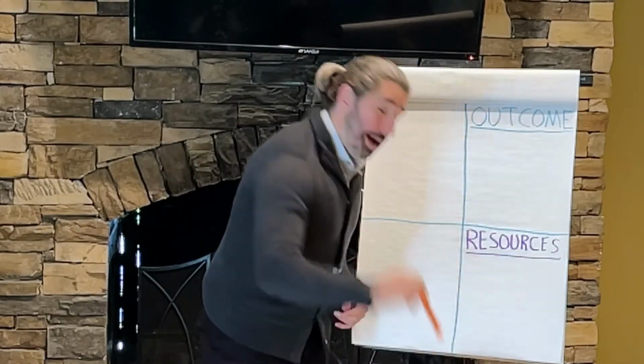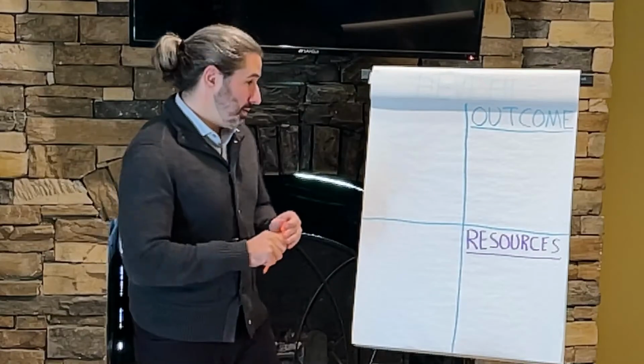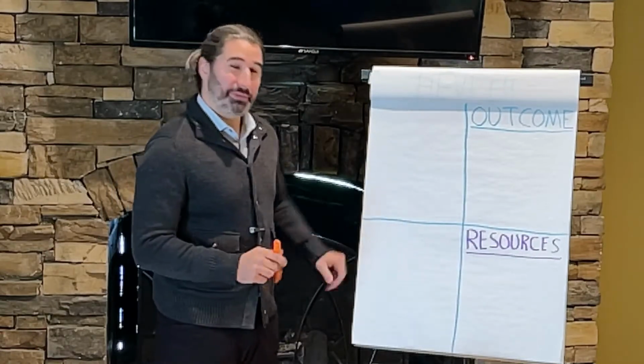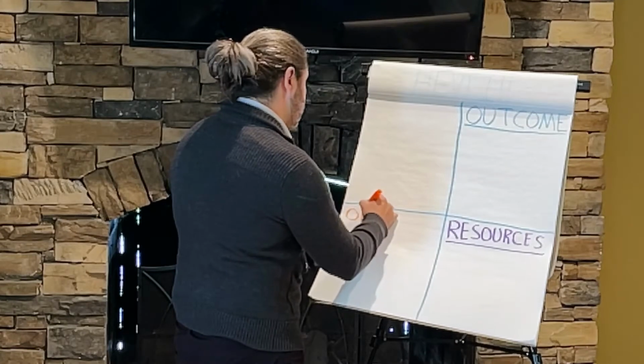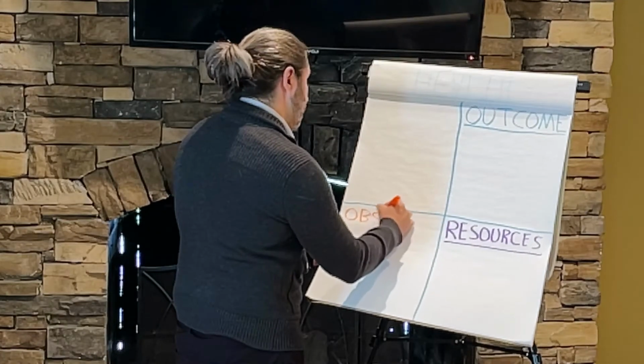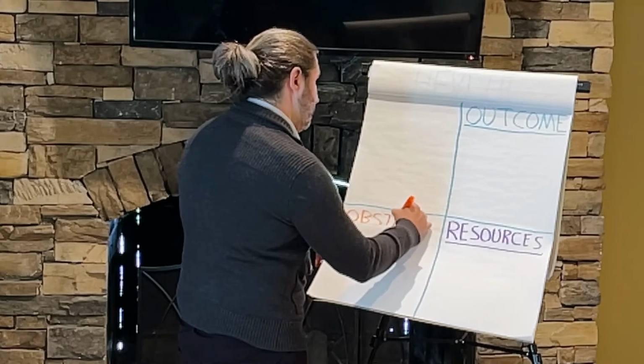Let's pick our obstacle color, and it's going to be the lower left quadrant. You're going to write obstacle, O-B-S-T-A-C-L-E.